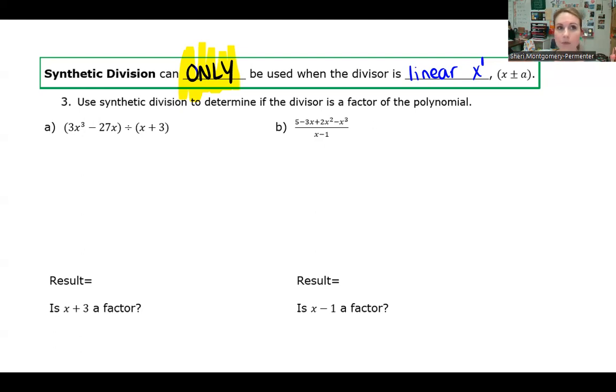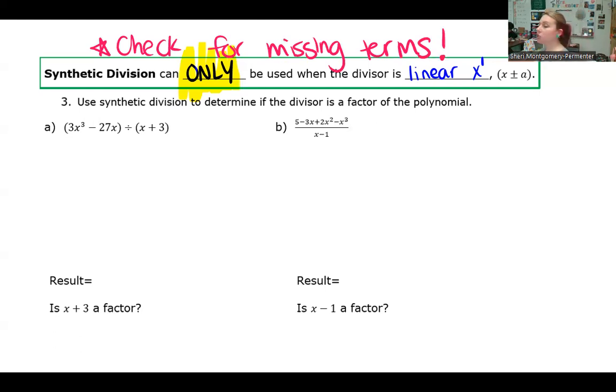Our first step, same thing with the front side of the notes, any kind of division, you have to make sure that you check for missing terms. So I'm going to give myself a note up at the top. You have to check for missing terms. It's the first thing that you should do on your homework. It's the first thing you should do when you get your quiz. We got to check for missing terms.